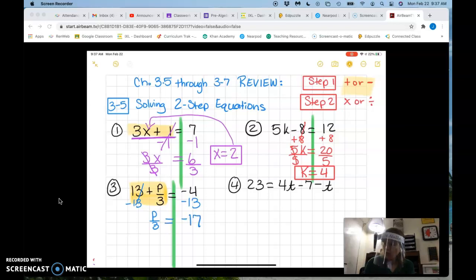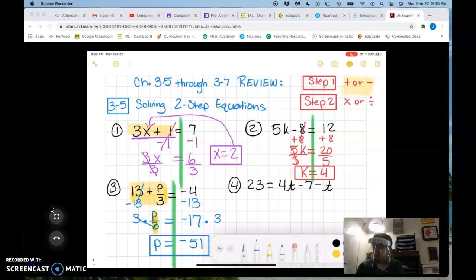Good, negative 17, that's correct. Okay, so right now I'm still going to look at what's happening to the variable again and do the opposite. So right now it's division, so Jeremiah said we're going to multiply by whatever's on the bottom. It's not a negative 3 though, is it? Positive 3, so my answer is going to be negative 51.